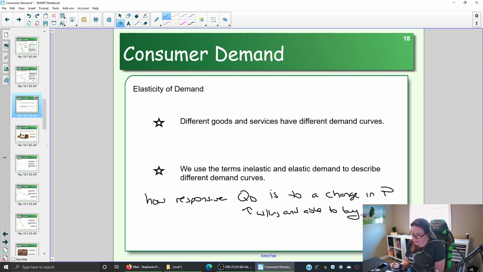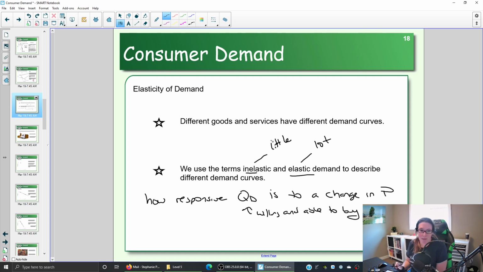So we have the ideas of elastic and inelastic demand. With elastic demand, when you change the price, the amount people are willing and able to buy changes a lot. So there's a big difference in the quantity demanded when you change the price. Inelastic demand, for that same change in price, the quantity demanded will change very little. So we're looking at how sensitive people are to price change.